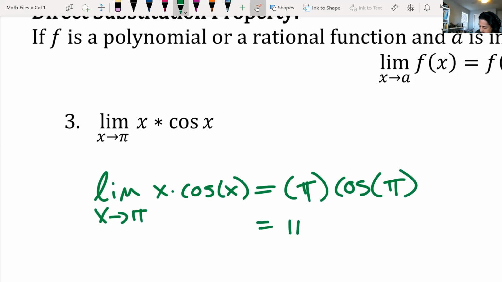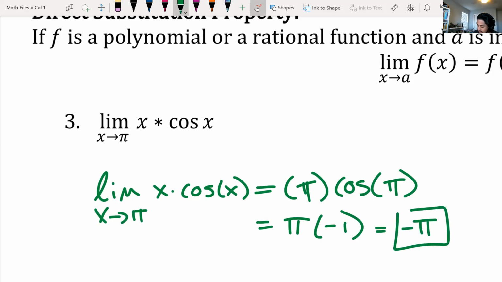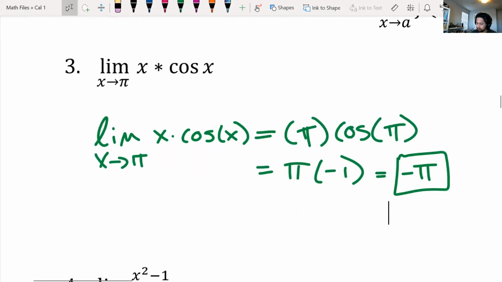And I'm going to get pi times. And who knows what cosine of pi is? -1. Very good. So my answer for this limit is negative pi. There you go. So for any polynomial function, plug it in and let's get on with our day. Everybody good with that?